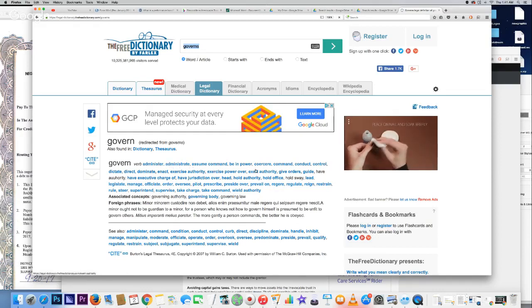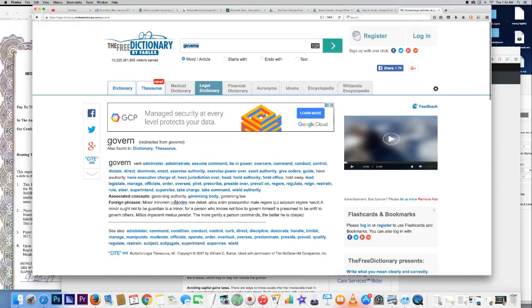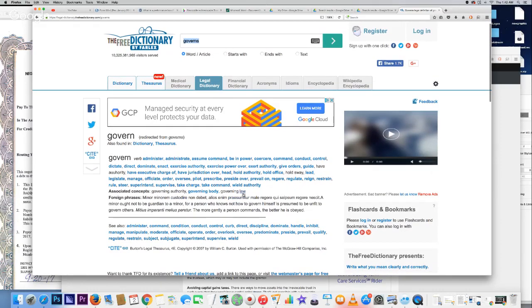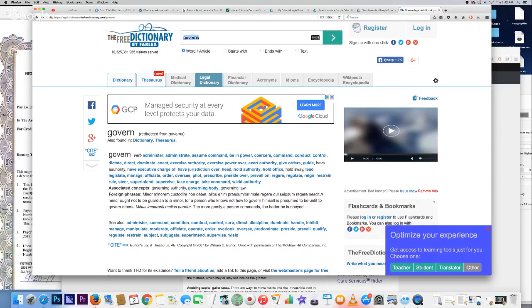Administrate, assume command, be in power, command, conduct, control, dictate, direct, dominate, enact, exercise authority, exercise power over, exert authority, give orders, guide, have authority, have executive charge of, have jurisdiction over, hold authority, hold office, hold sway, lead, legislate, manage. You get the point, right? That's what govern means. Associated concepts: governing authority, governing body, governing law. All right, now let's go back. That is for the people that don't get it yet. The power of the code.